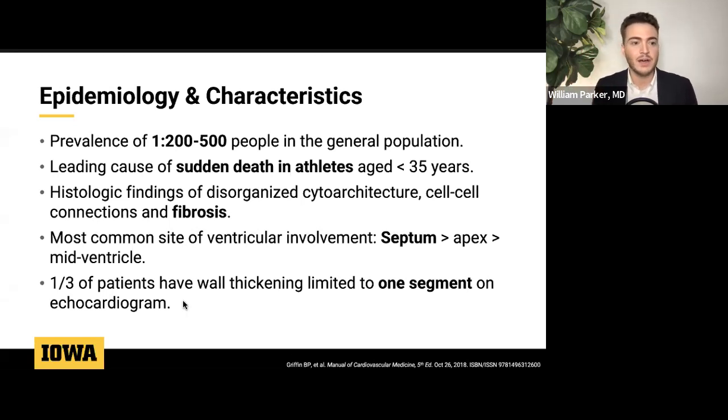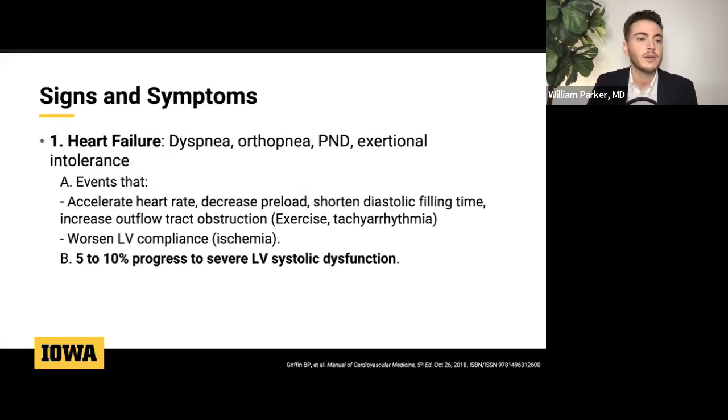And histology shows essentially disorganized cytoarchitecture and fibrosis. The most common site for the hypertrophy is the septum, but that is not necessary for the diagnosis of hypertrophic cardiomyopathy. Focal hypertrophy can really happen anywhere and still fit the definition of this disease. One third of people with the disease overall only have one echocardiographic segment that is noted to be thickened.